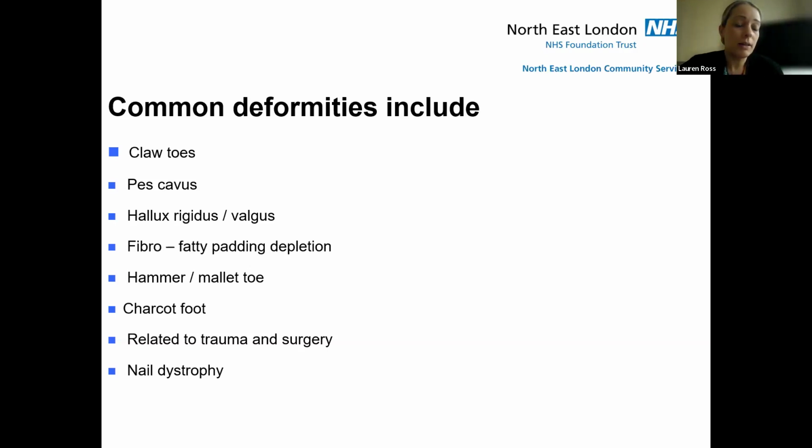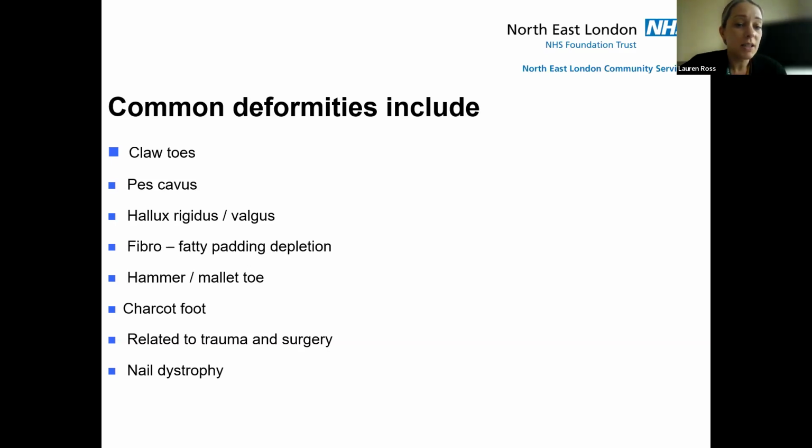We will often see a loss of fibro fatty padding underneath the foot. So say if a patient's got a clawed toe, that tends to pull the fibro fatty padding that we get underneath the balls of the foot. That then leaves the balls of the foot exposed, and again increases that pressure underneath because they haven't got that nice soft padding underneath the foot. We have hammer or mallet toes, Charcot foot, which I'll go into a bit more detail next.